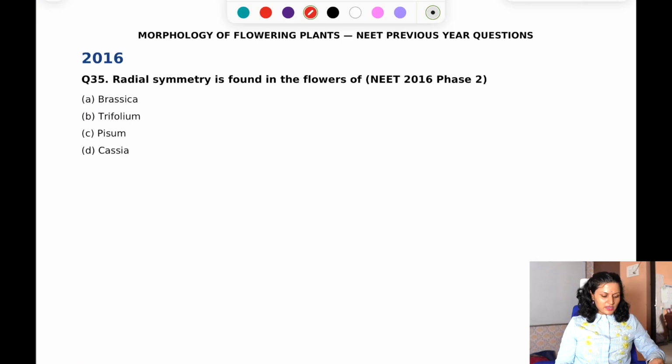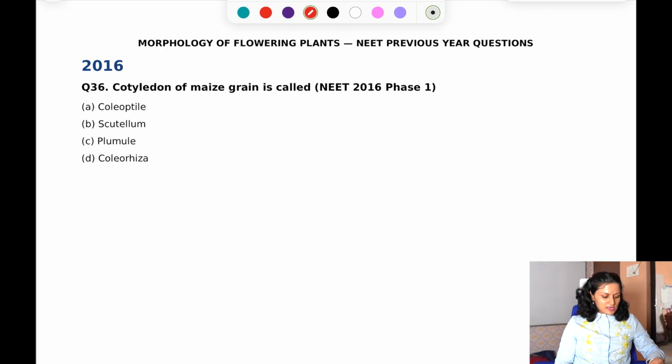Question number 35. Radial symmetry is found in the flowers of Brassica. Question 35. Answer is A. Next, question 36. Cotyledon of maize grain is called Scutellum. Question 36. Answer is B.